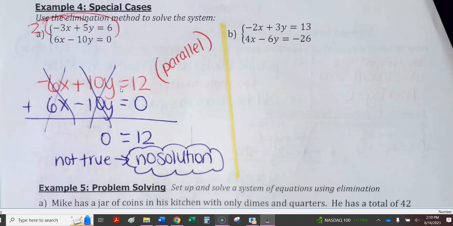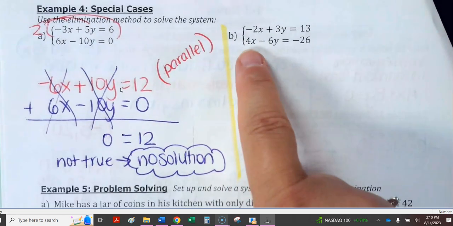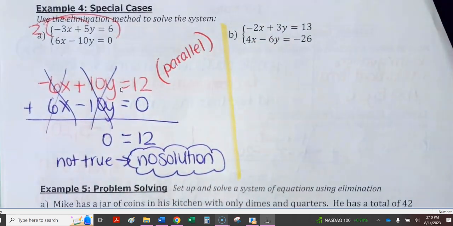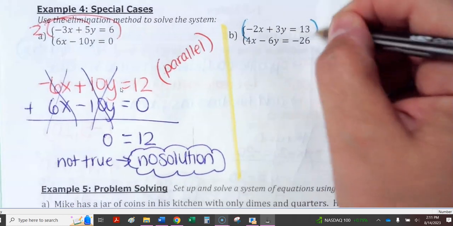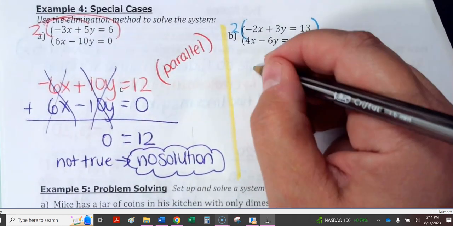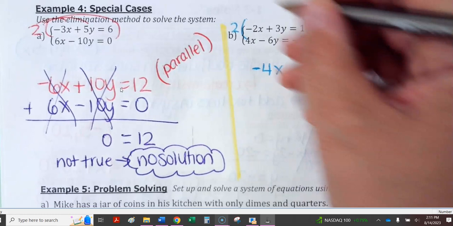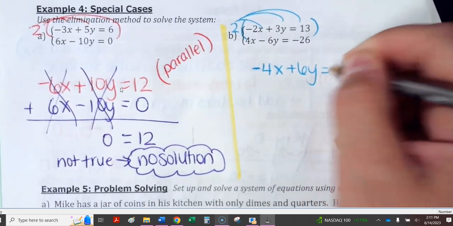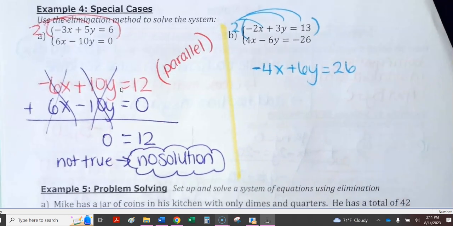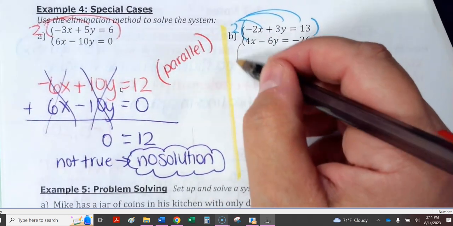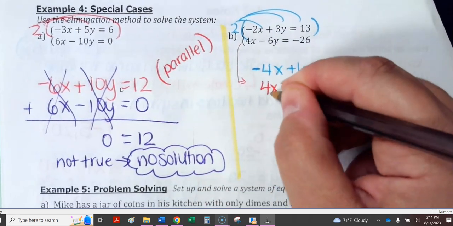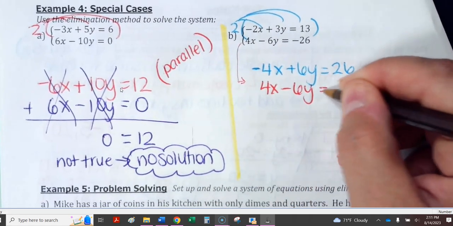Top by 2. Okay. Again, we don't need a negative. If she does that right, 2 times negative 2 would be negative 4, so those x's would be opposites. So we're just going to multiply the top by 2. All right, so I get negative 4x. Just make sure everybody gets a 2. And then it'd be plus 6y, and 13 times 2 is 26. I'm not multiplying anything else. I'm literally just coming down here and copying that second line underneath.